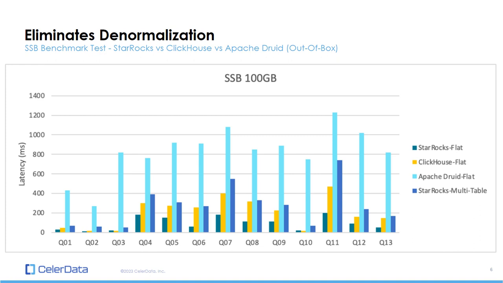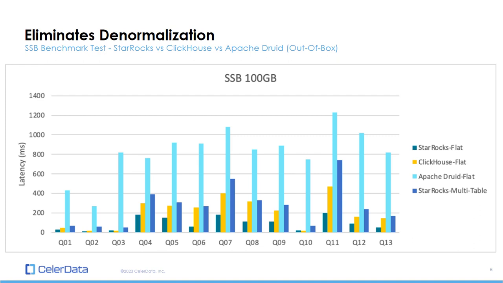That's why you see on the right-hand side the ones with a flat in the end, and StarRocks with multi-table in the end. If you see the result, you can see that StarRocks is the fastest on the flat schema SSB benchmark test. It is way faster than Druid and around 2 times the performance of ClickHouse.